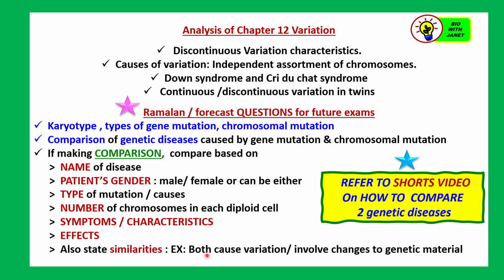For example, both hemophilia and Down syndrome cause variation, which are the differences between organisms of the same species. And both these diseases involve changes to the genetic material in the cell. All right? So you can refer to the upcoming shorts video, which I'll put up in 1 or 2 days, on how to compare 2 genetic diseases. And this is the strategy you can apply to all the different types of genetic diseases. Okay, so it will help you to be able to compare the two genetic diseases well.